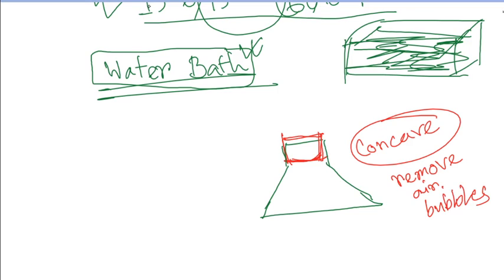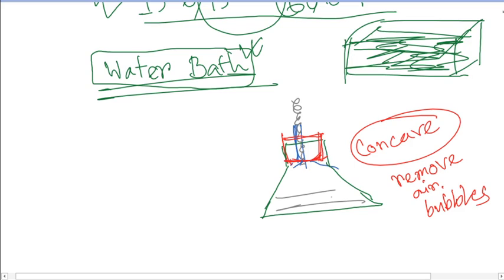I am not going into further details of this pycnometer and stopper, but there will be a hole within this, from where, since it is concave in shape, the entrapped air will get out using this particular hole. The entrapped air will get out after this is filled up with water. So if any voids or air bubbles are entrapped within this, they will go out through these holes.